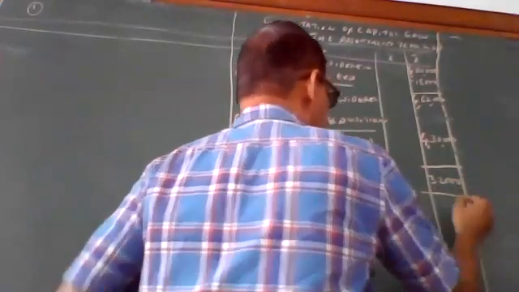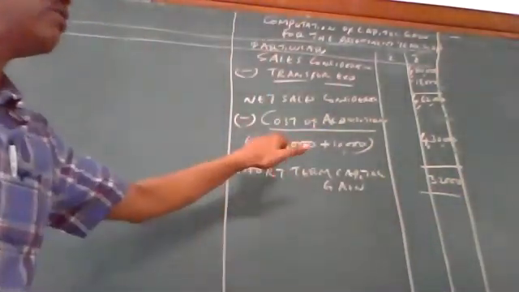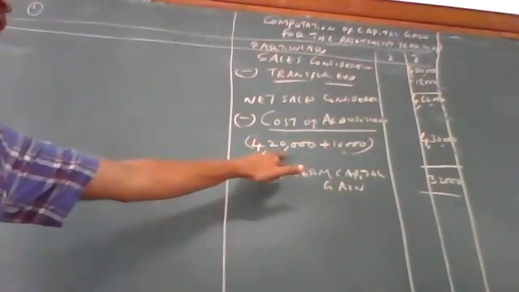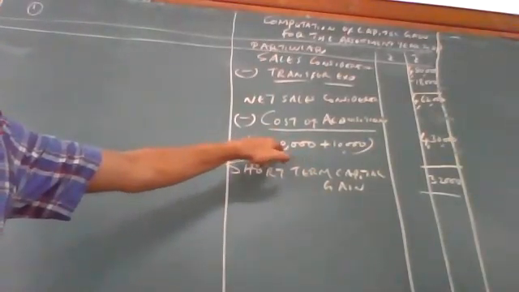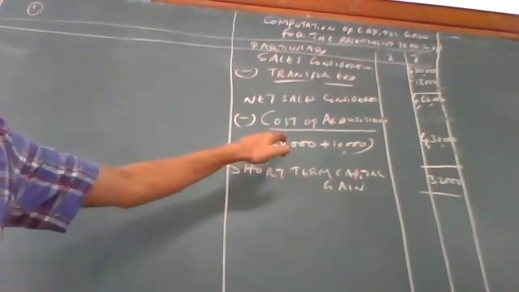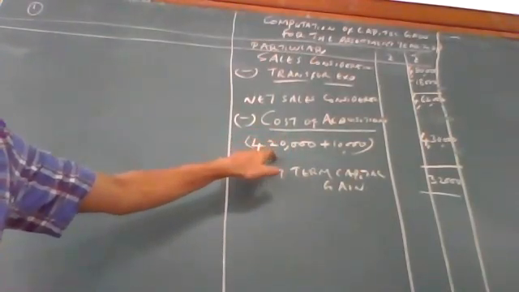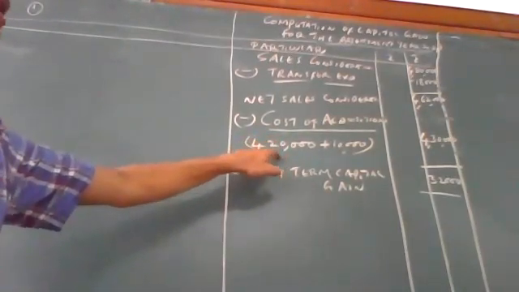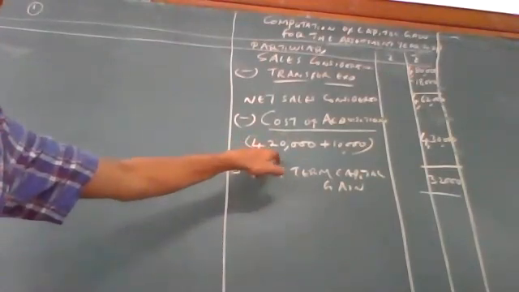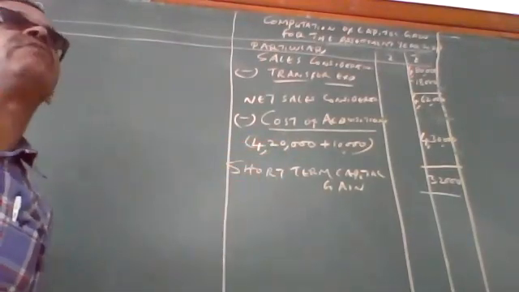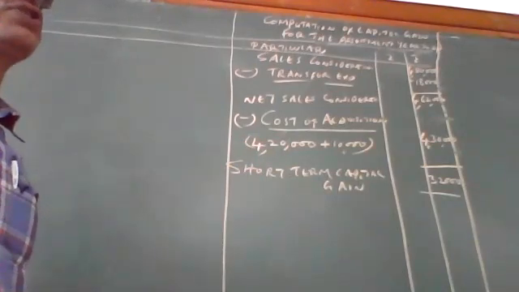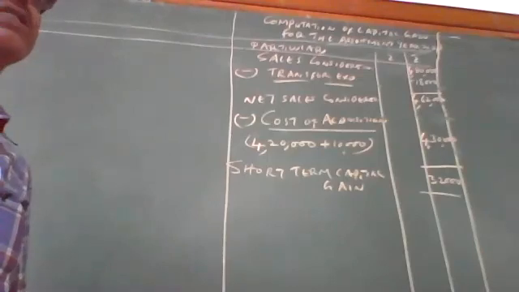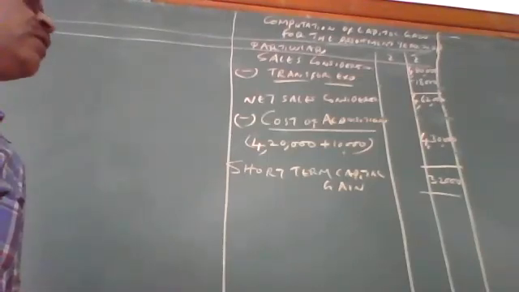Now remember, we are not calculating index cost. Index cost is only for long-term capital gain, not for short-term capital gain. So we don't use the formula: cost of the asset into index of the year of sale by index of purchase. Why is it short term? Because it is a house or building, and the duration is less than 2 years. Within 2 years, he purchased and sold the property. So it's short term.